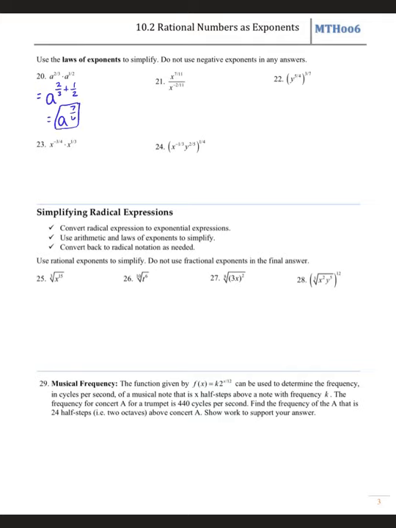Now on the homework, I would ask that you write out the step right here, just so I can see that you know which operation you need to use.